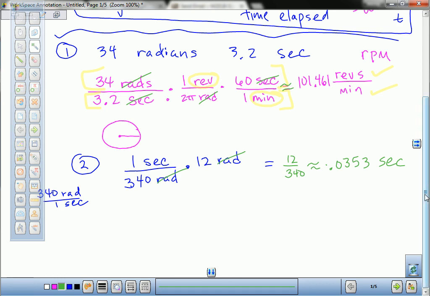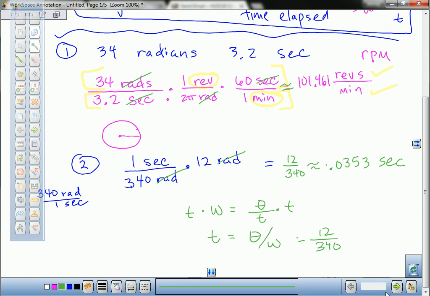Now, definitely not the only way to do this problem. We could go back to what we know about angular velocity. Angular velocity equals what? Theta over time, the number of radians. And we could just solve for time. So time would be theta divided by omega, right? If we solve for time. So time would be 12 divided by 340.